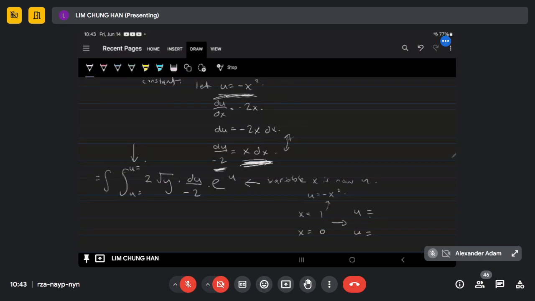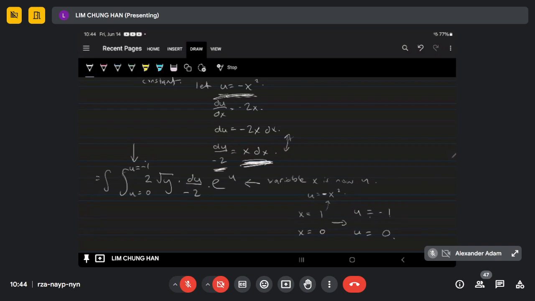Just put this one in there. Is it 1 or negative 1? Well, you put 1 into x squared, you get 1. But you have a negative in front, so it becomes negative 1. Agree? Agree. And then I put my x equals 0 in there, I still get u equals 0. So you have a new set of limits, 0 and negative 1.